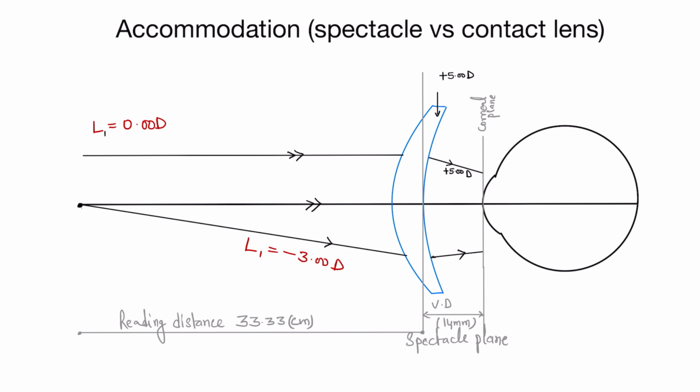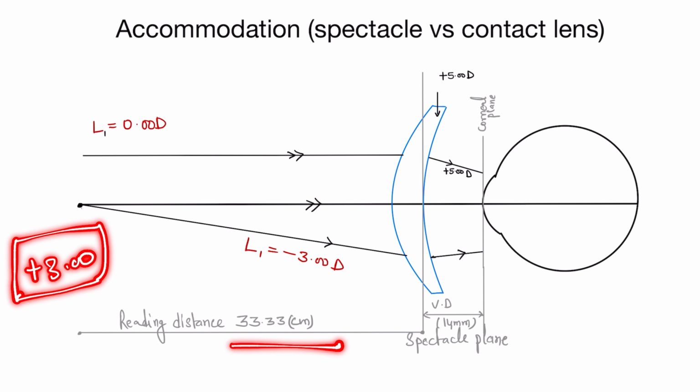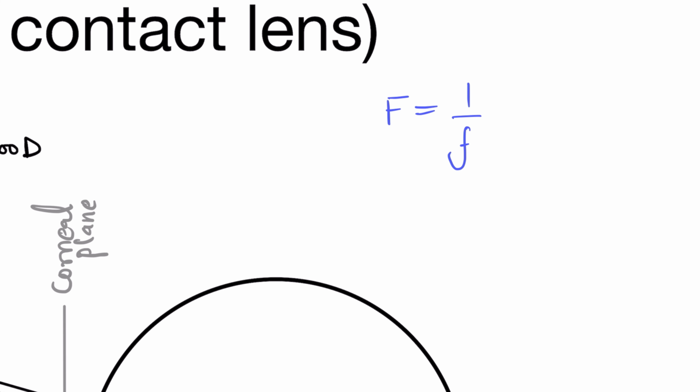Here, I have taken a very simple example where the patient is hyperopic and requires plus 5 diopter of correction. As we know, to view an object which is situated 33.33 centimeters away, you require plus 3 diopter of accommodation. And where I got this plus 3 is from the simple formula, which is power is equal to 1 by f, where f is the focal length in meters. So 1 divided by 0.3333 will be equal to 3 diopters.